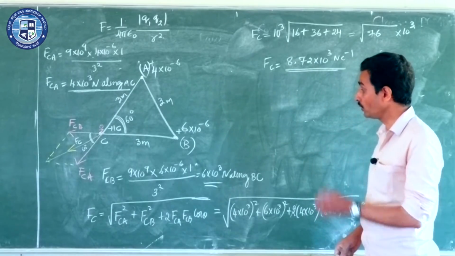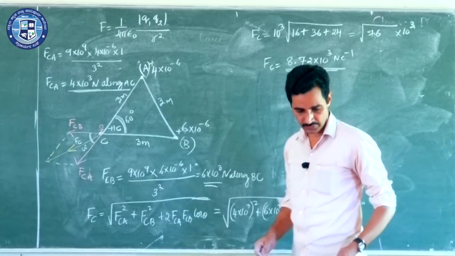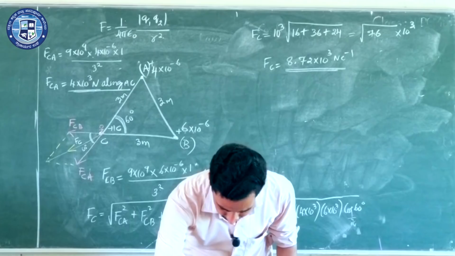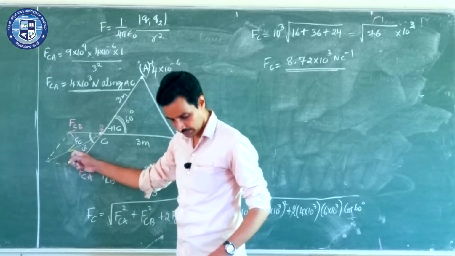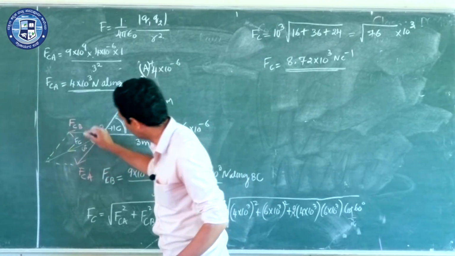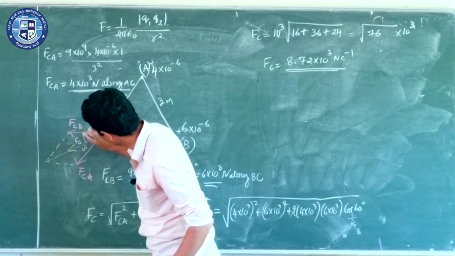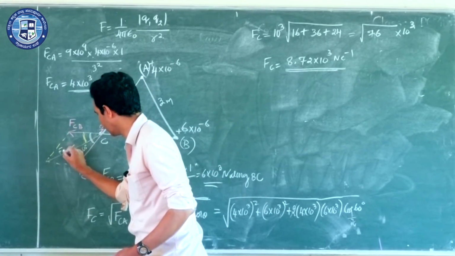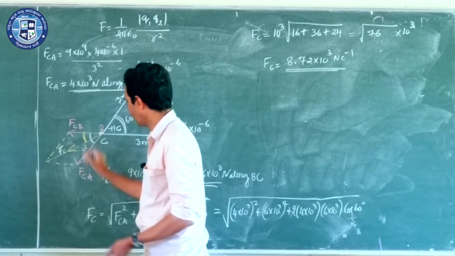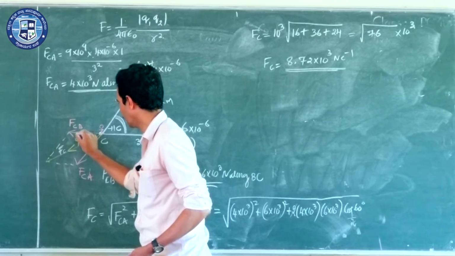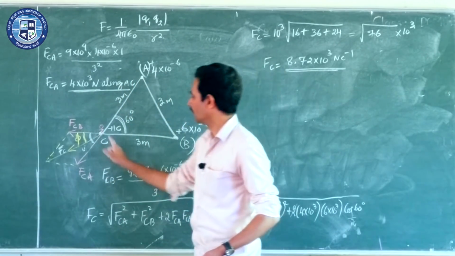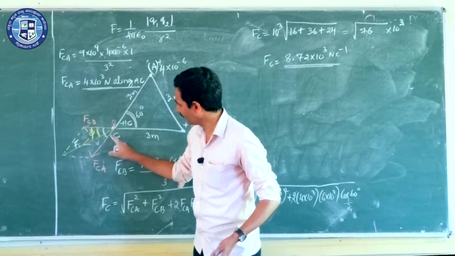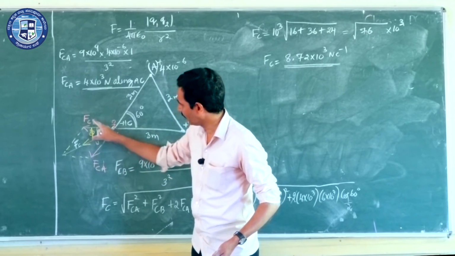If you are asked to find out both, how to find out the direction? What is the direction of the force experienced by the charge C compared to any other direction? So, I have to take some angle now. Let this resultant force FC, the resultant force on C, make an angle phi with the FCB. Let phi be the angle made by the resultant force with one of the forces. I have not taken phi with the FCA, I have taken it with FCB.